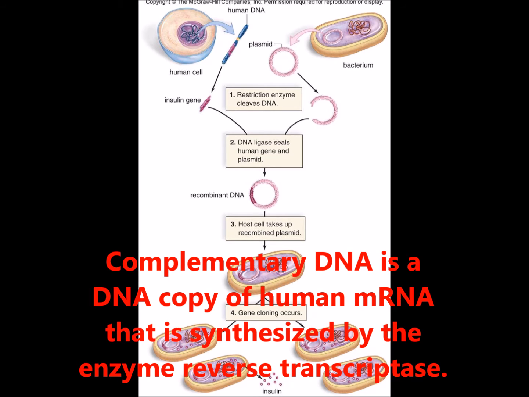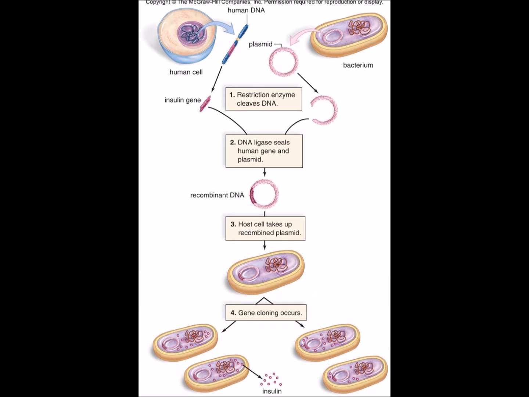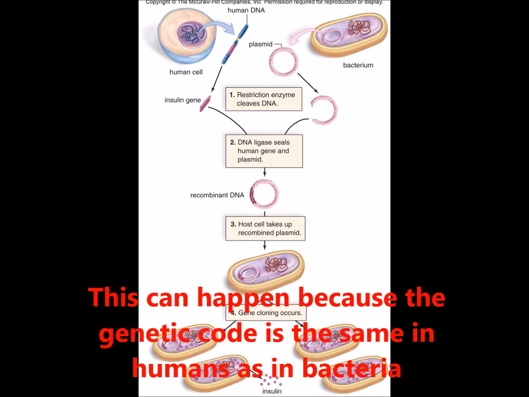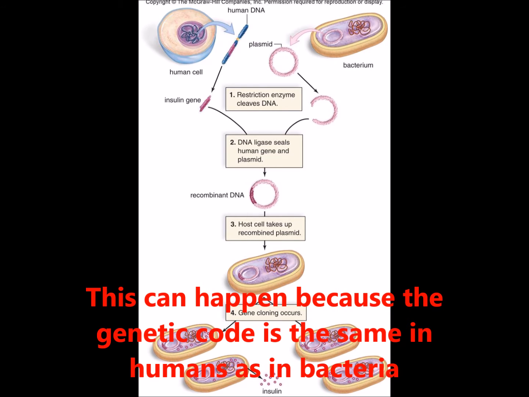Complementary DNA is a DNA copy of human mRNA that is synthesized by the enzyme reverse transcriptase. cDNA is transcribed and translated by bacteria to produce a human protein. This can happen because the genetic code is the same in humans as in bacteria.